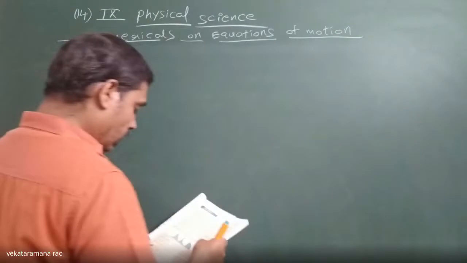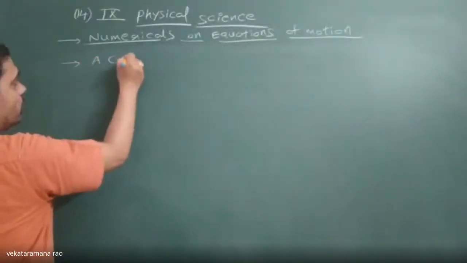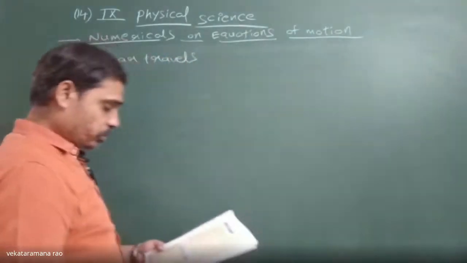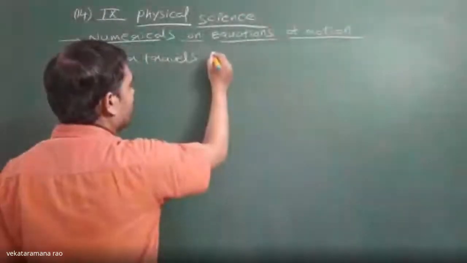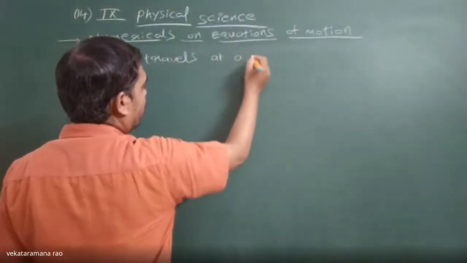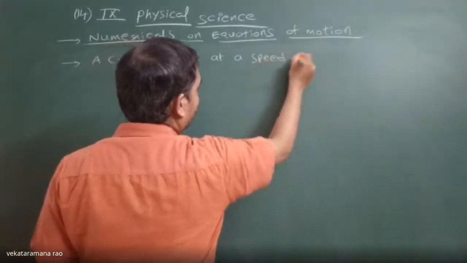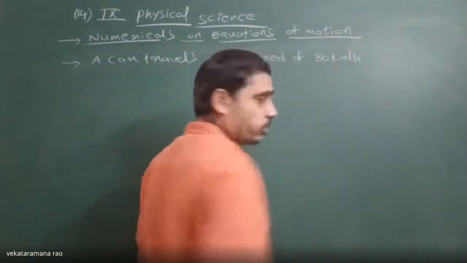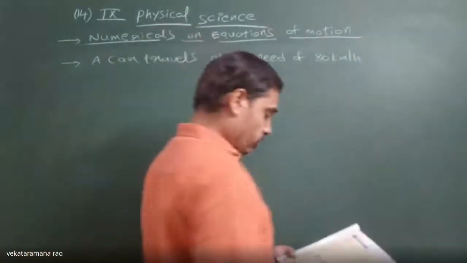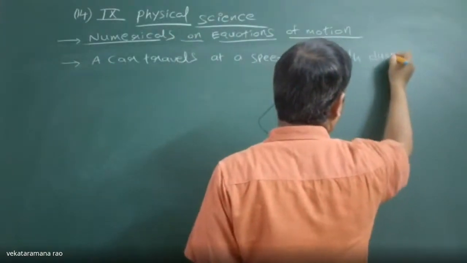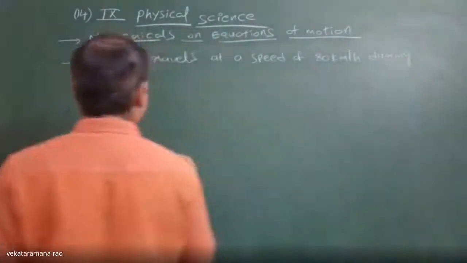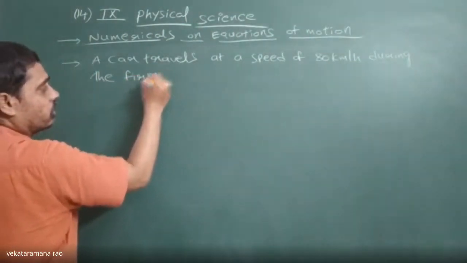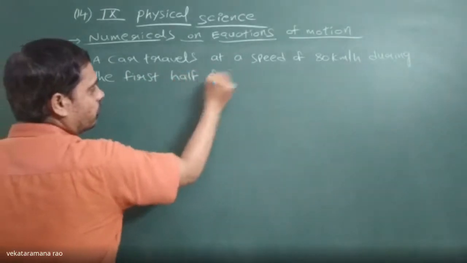Next one. A car travels at a speed of 80 kilometers per hour during the first half of its running time.